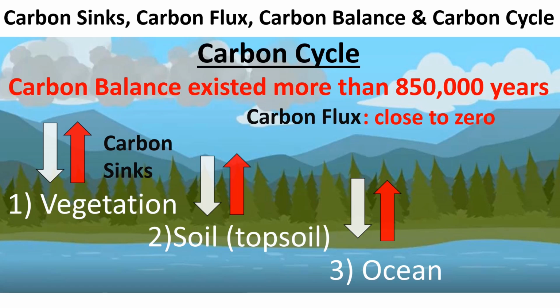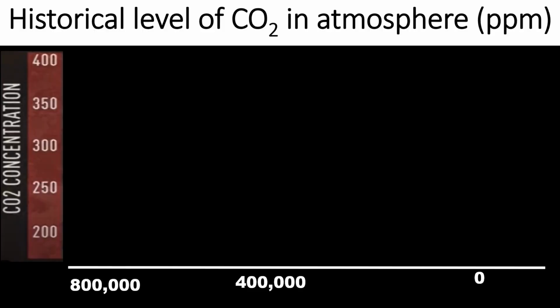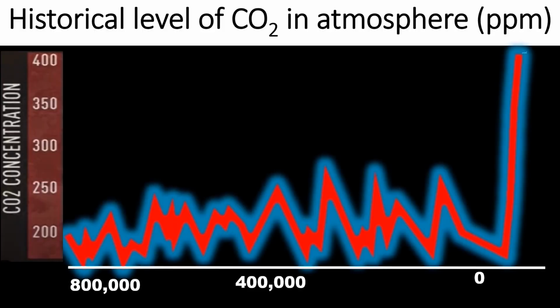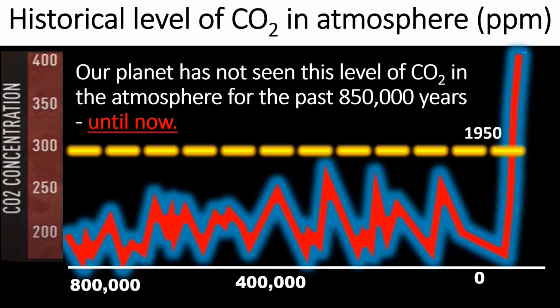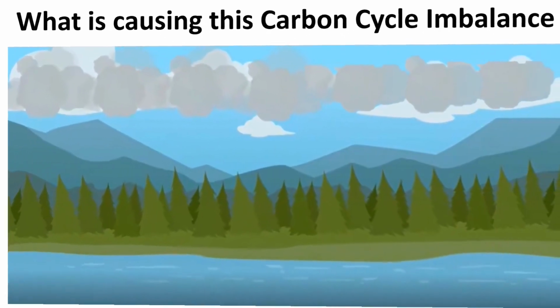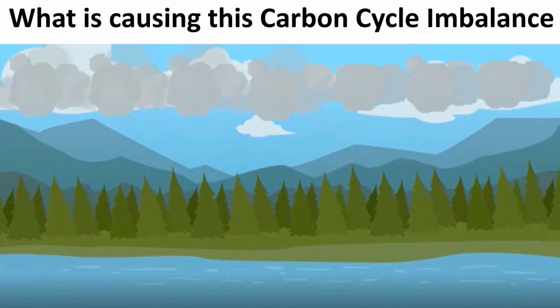This is a graph showing the historical level of CO2 in the atmosphere in parts per million. We have not seen this level of CO2 in the atmosphere for the past 850,000 years until now. Currently, it has crossed 400 parts per million and will continue to rise. So what is causing this rise in CO2 level and the carbon cycle imbalance?